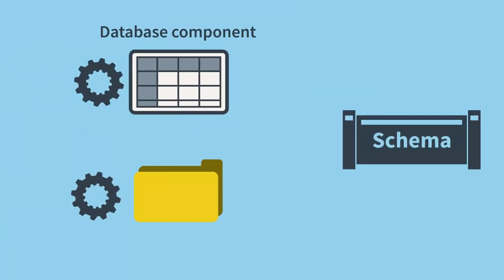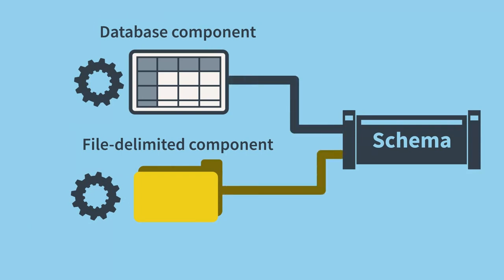If two components, such as a database and file delimited component, work with data and have a similar data structure, then a schema of type generic can be created and used to configure both components.